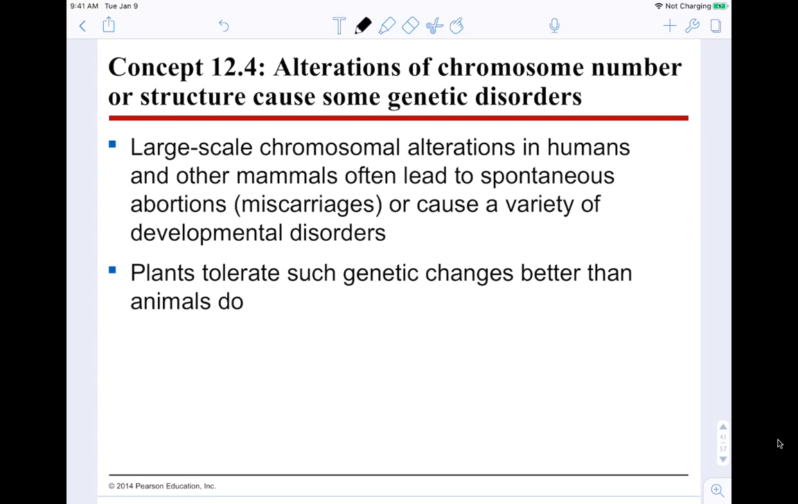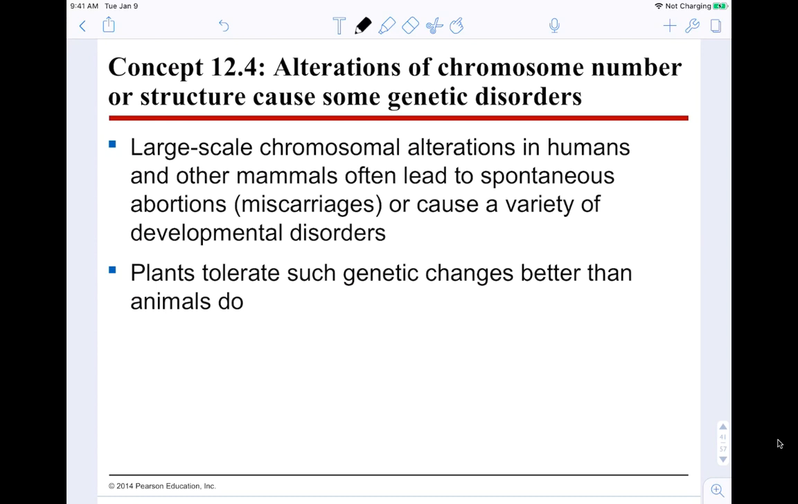If the DNA is not in there and it's not correct, then the body just gets rid of it before anything really comes of it. And that is a mechanism to make sure that we have strong offspring, or cause a variety of developmental disorders.